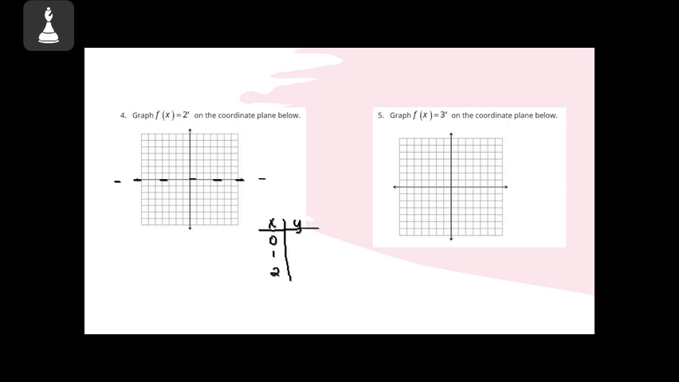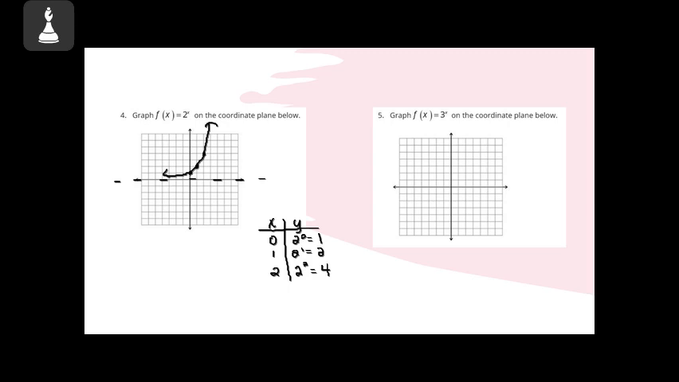So if I plug 2 to the 0 power, anything to the 0 power is 1. So 0, 1 is a point. If I plug in 1, 2 to the first power is 2. So 1, 2 is a point. And then 2 to the second power is 4. So 2, 4 is another point. 2, 1, 2, 3, 4. And then we connect to create our exponential curve.